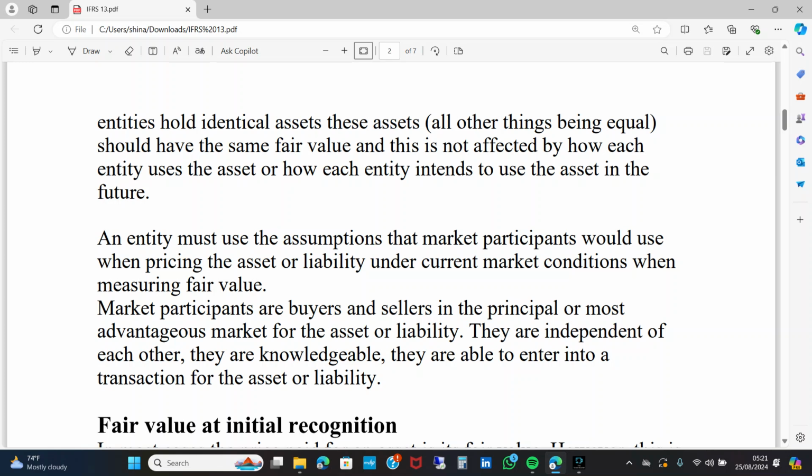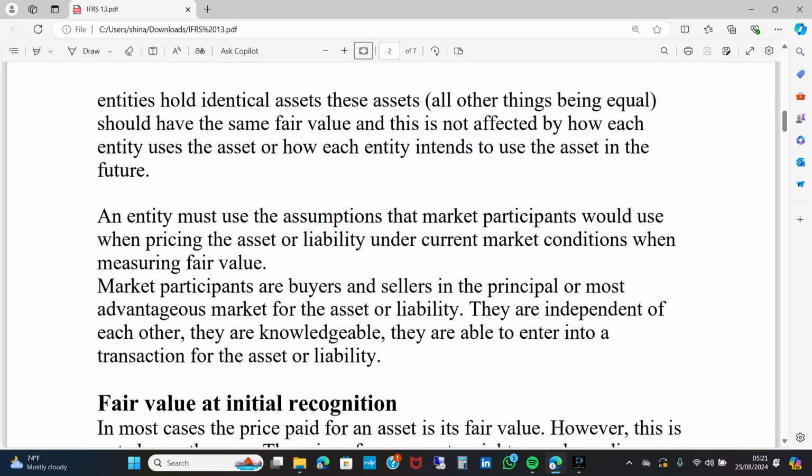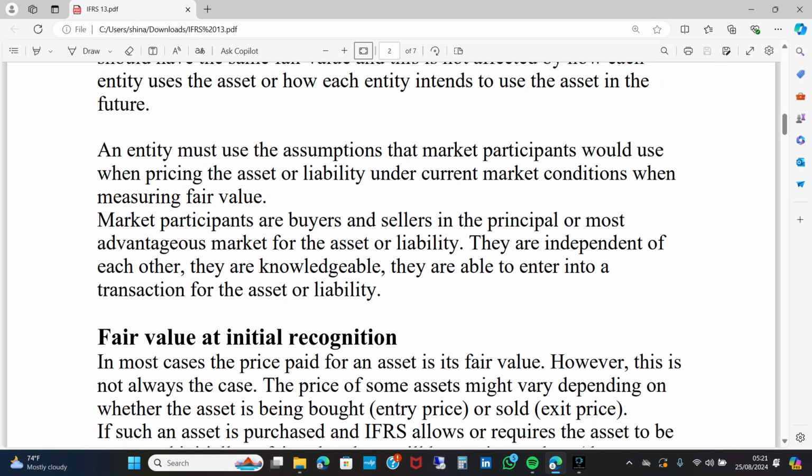Okay, now, an entity must use the assumptions that market participants will use when pricing the asset or liability under current market conditions when measuring fair value. That's what we call orderly transaction, meaning that we must use assumptions that market participants would use. We assume that it is what is happening in the market that we're going to use to judge. There are no related party transfers. That means there's no bias or no special treatment. So I'm going to use a normal buyer and seller in the market.